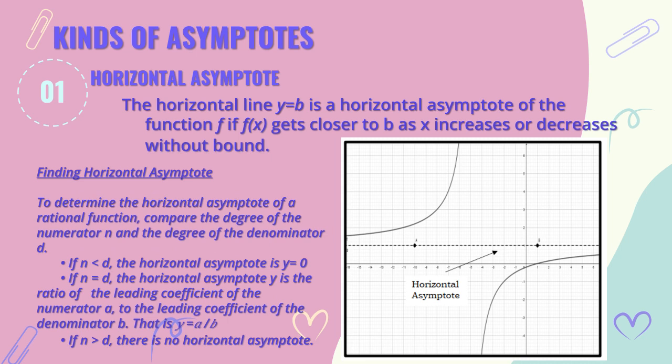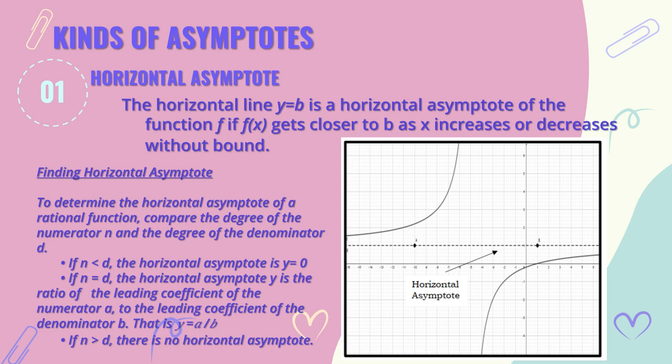The second kind of asymptote is a horizontal asymptote. The horizontal line y is equal to b is the horizontal asymptote of the function f if f of x gets closer to b as x increases or decreases without bound, as you can see on the graph. To find the horizontal asymptote, compare the degree of the numerator n and the degree of the denominator d. There are three conditions.